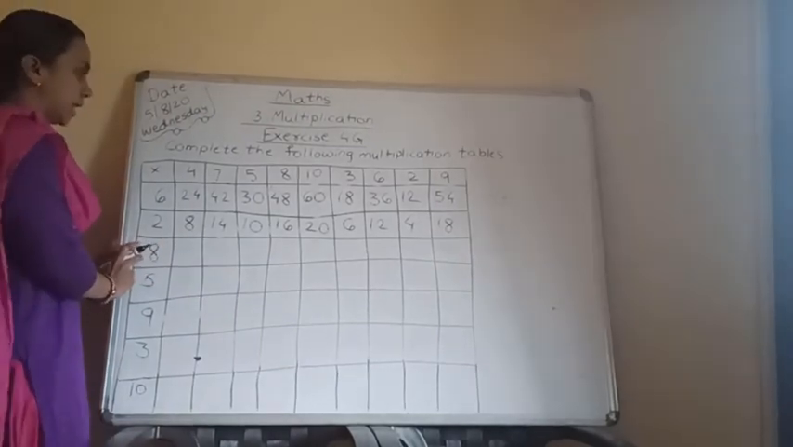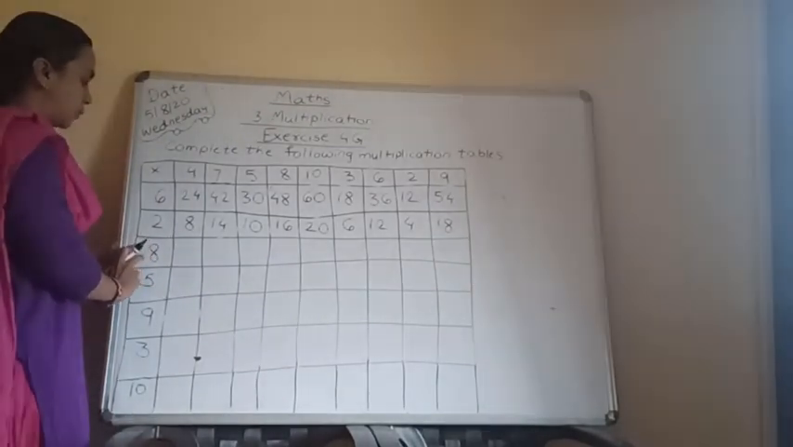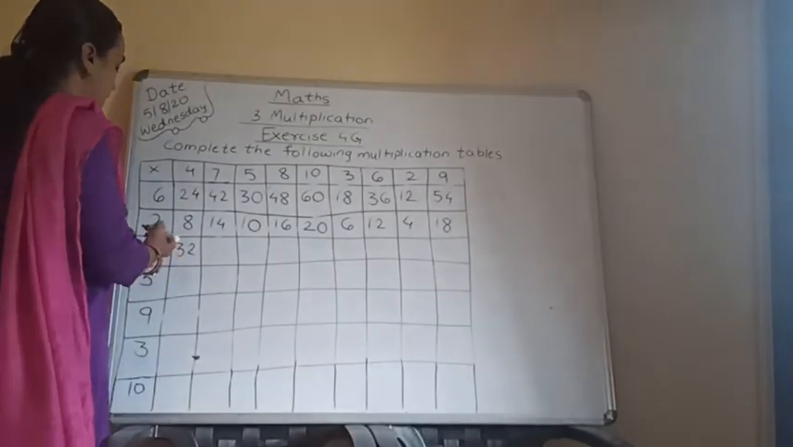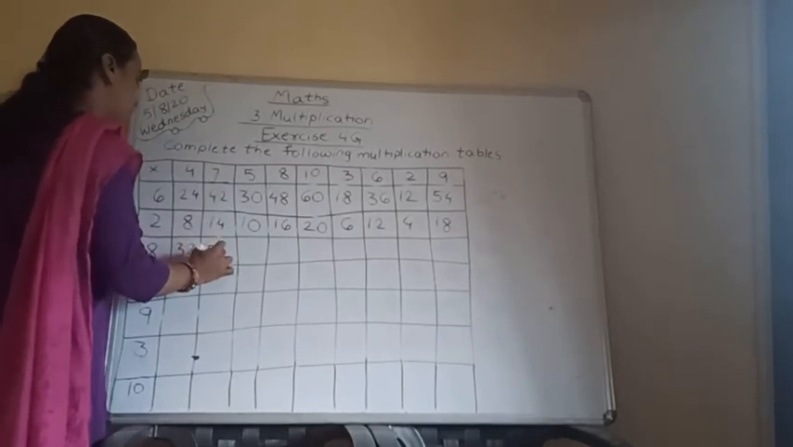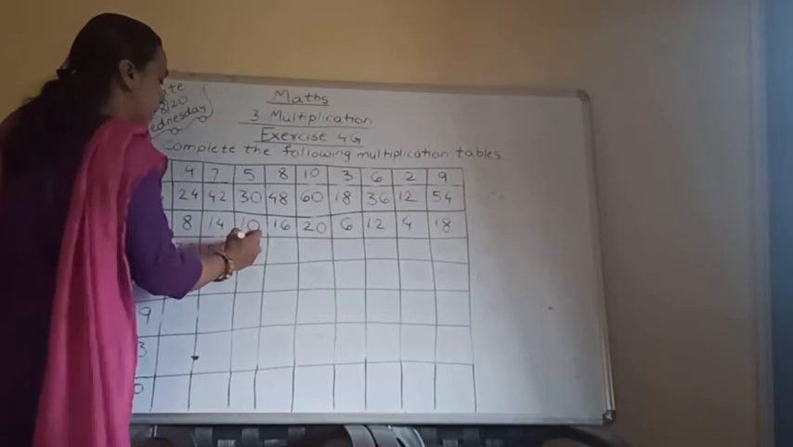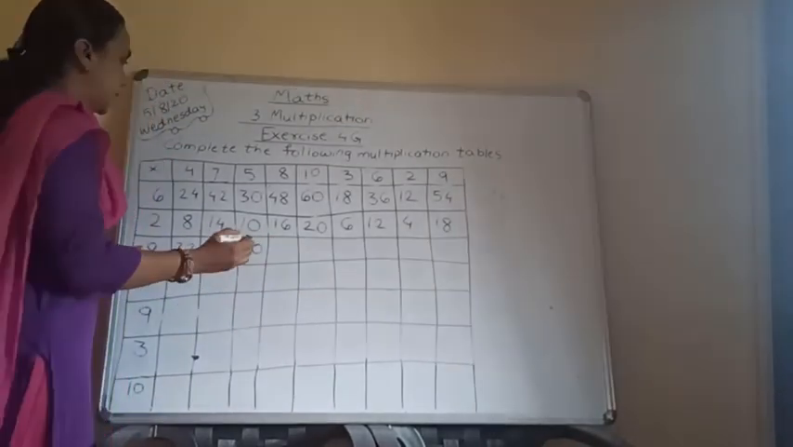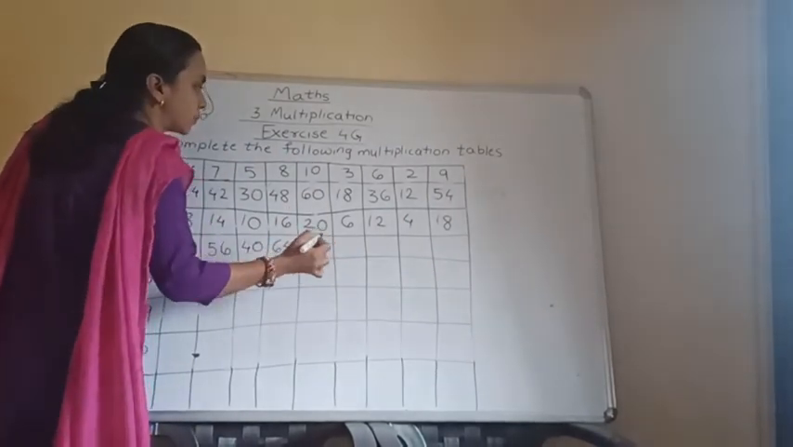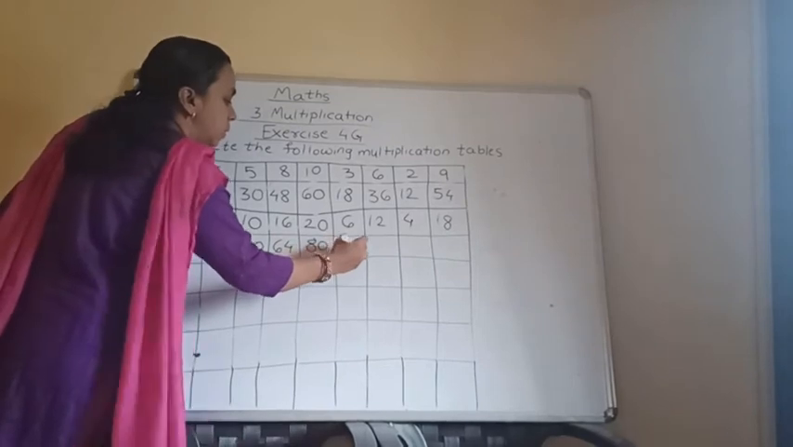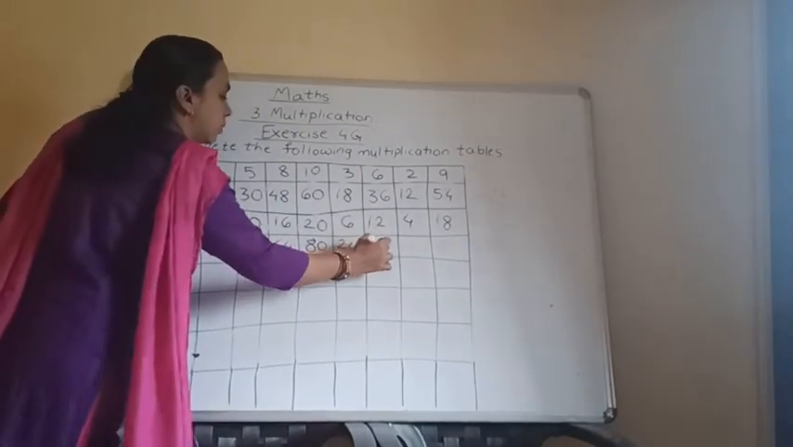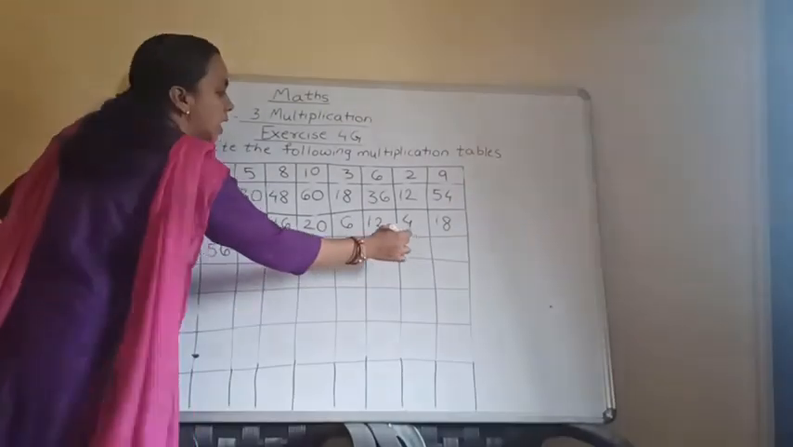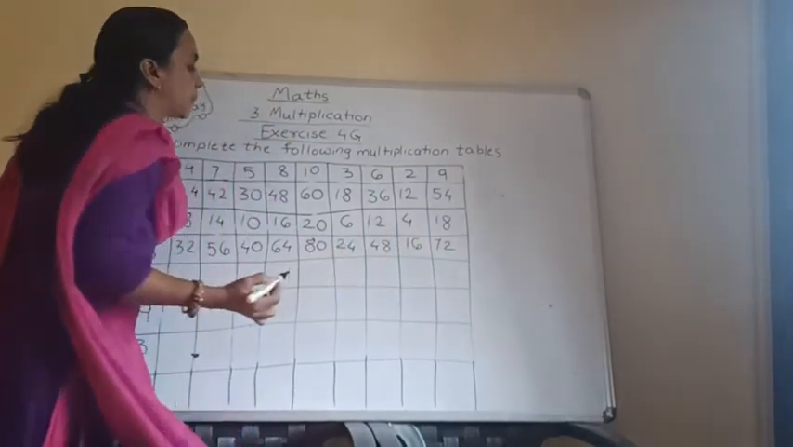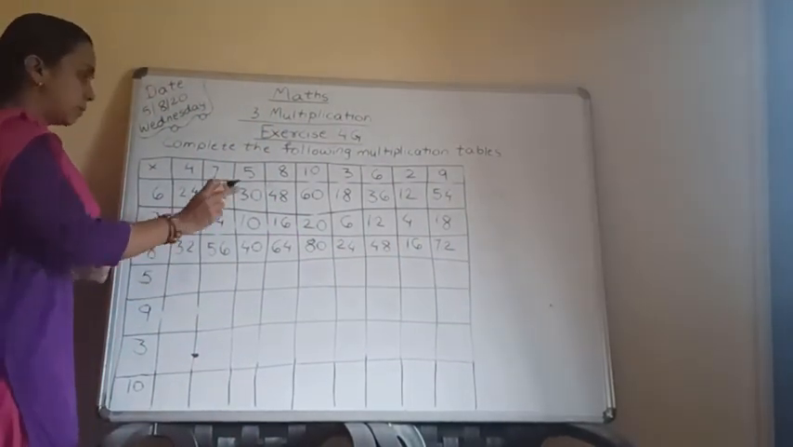So now we have to write down or do the multiplication of 8. 8 multiplied by 4. 8 4s are 32. 8 7s are 56. 8 5s are 40. 8 8s are 64. 8 10s are 80. 8 3s are 24. 8 6s are 48. 8 2s are 16. 8 9s are 72. Okay. So this is random table of 8.